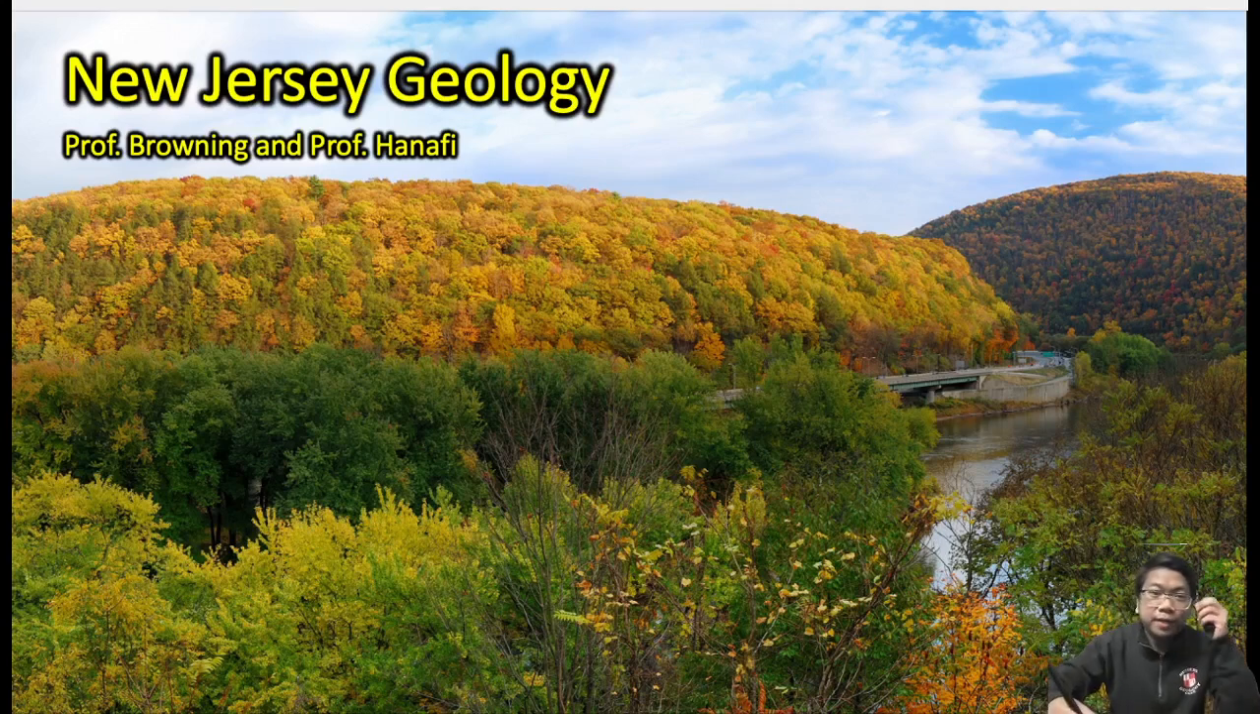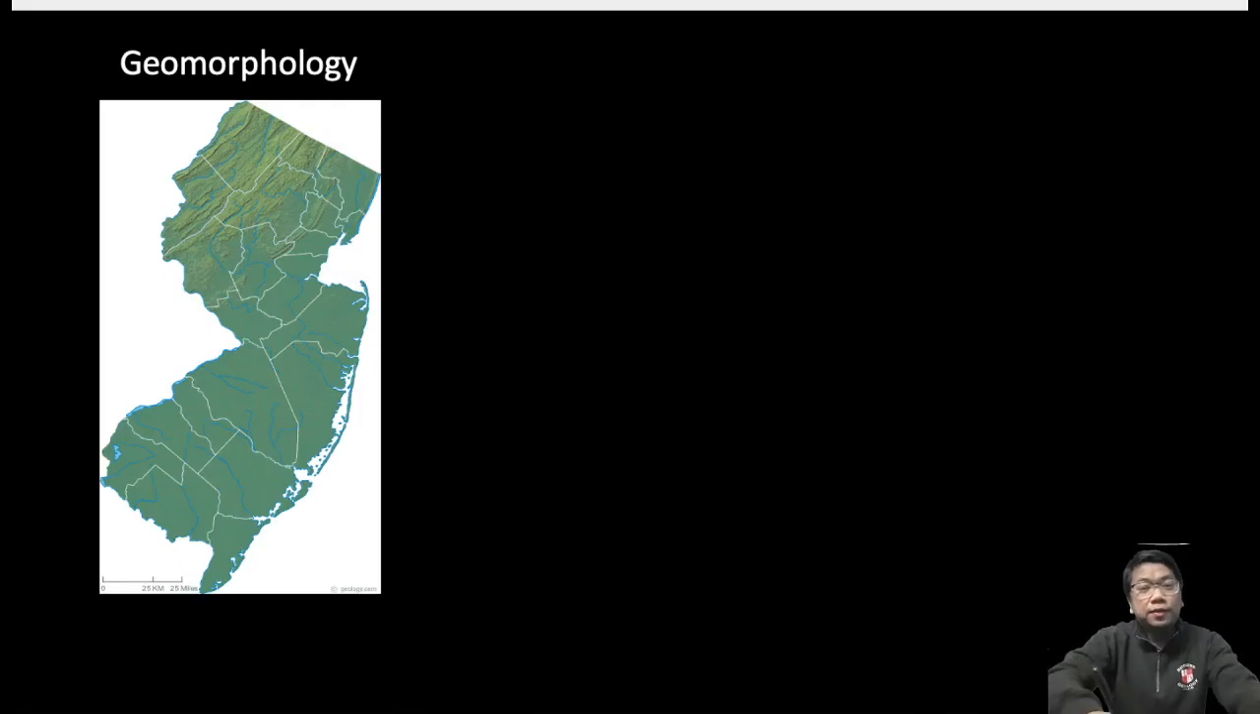Hello everybody. In this video we are going to learn about New Jersey geology. This is the map of New Jersey. In fact, this is the geomorphology map of New Jersey. As you can see here, we get some rough terrain on the northwestern part of the state, and we have plenty of flat-lying landscape right here in the southeast of the state.